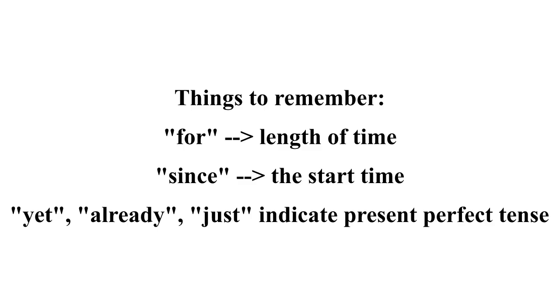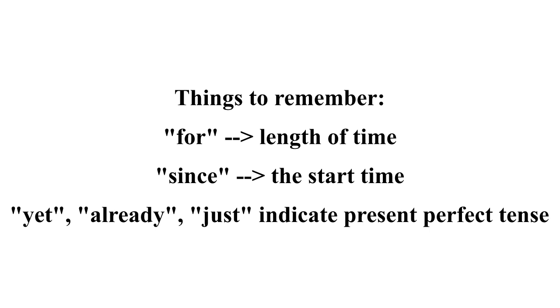Since tells you the start time. So instead of saying I have lived in Thailand for 20 years, I could also say I have lived in Thailand since 2004. So that's the start time, 2004. So it's up to you. You could say for or you could say since, but they're both present perfect.